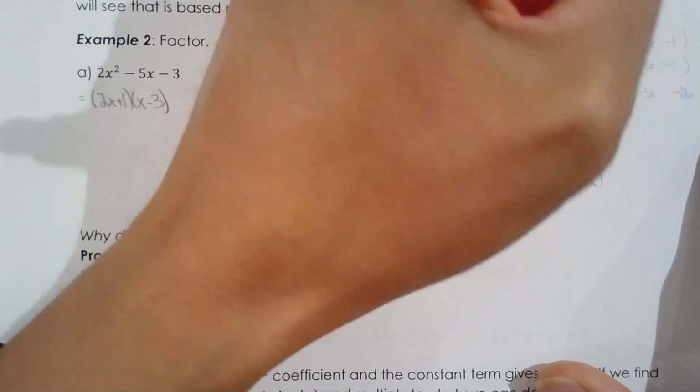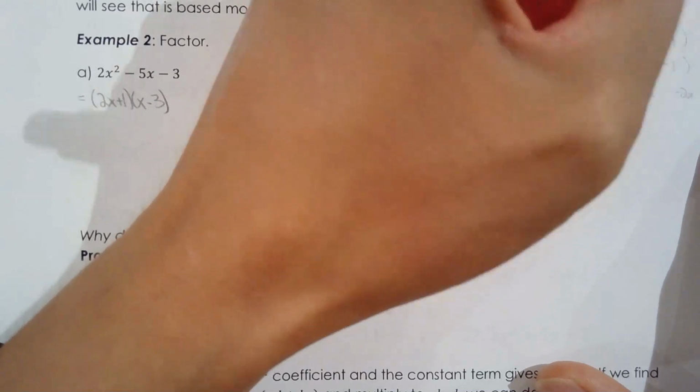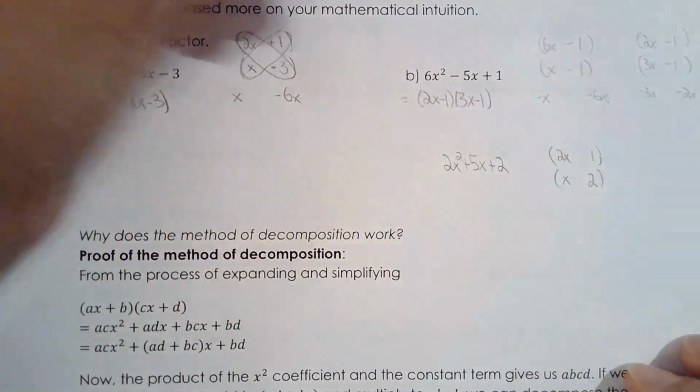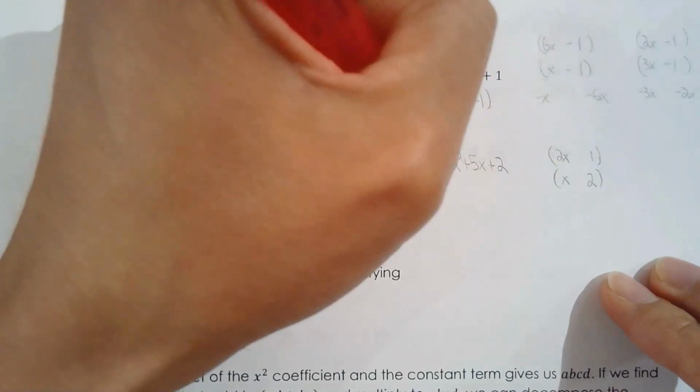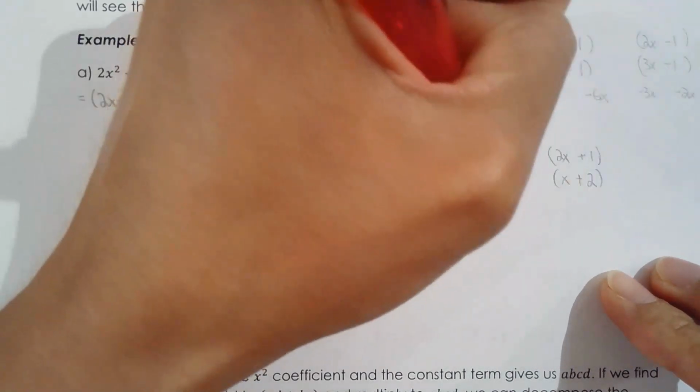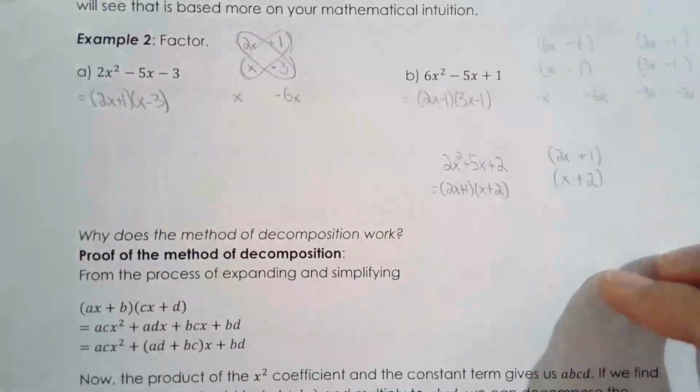And let's check. 2x and 2 is 4x, 1x, 4x plus 1x is 5x. Over time, you won't be writing things down. You'll write less and less and less. So you write 2x plus 1 and x plus 2. Okay, that simplifies.